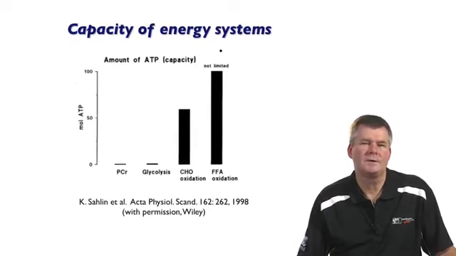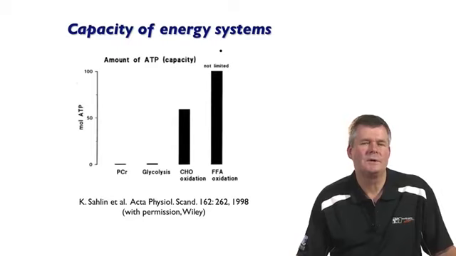In contrast, the capacity of the systems is inversely related to the power. You can see that the phosphocreatine hydrolysis and glycolysis have a very low capacity for generating ATP, the total amount of ATP that's generated. This is the trade-off for the high power.